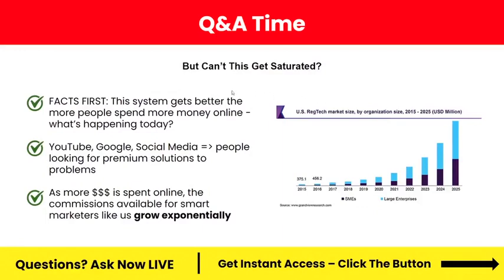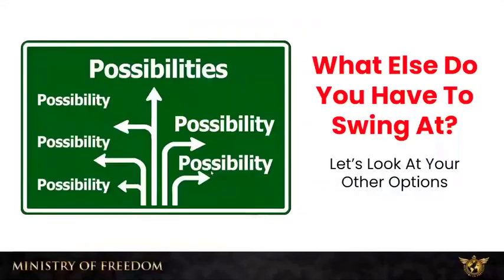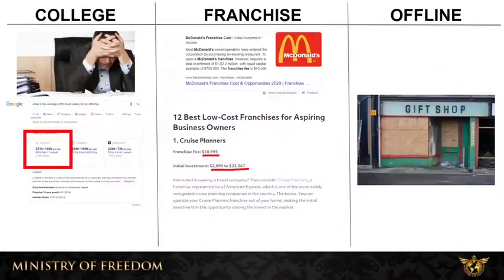Can this get saturated? I don't think so. In fact, I'm pretty confident that it won't, because I've showed you these graphs of the market size of tech in the US, and it's estimated to have this exponential growth over the next 4 years. So no, I don't think this is ever going to get saturated. It's only going to get bigger and bigger and bigger. So think about the other possibilities that you have. What other options do you have right now? What other things do you have to swing at apart from this?